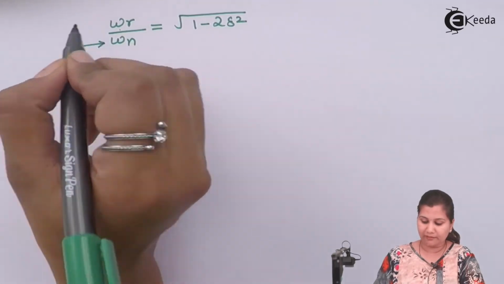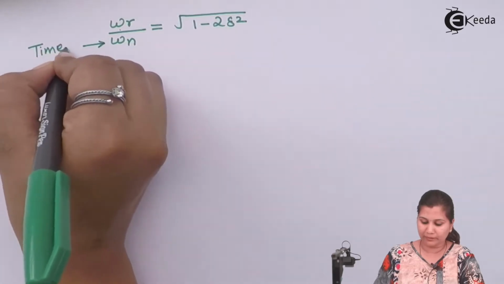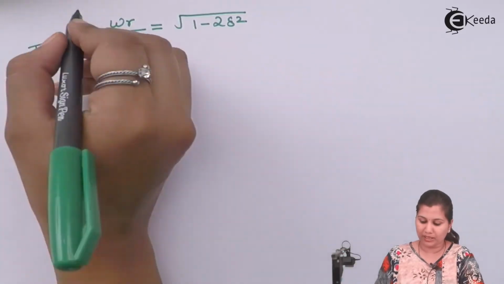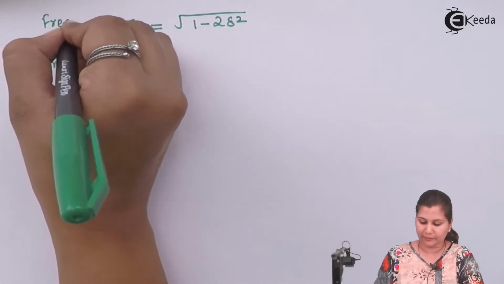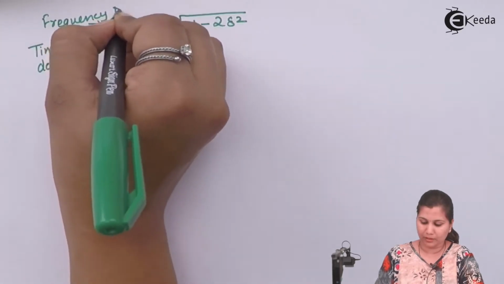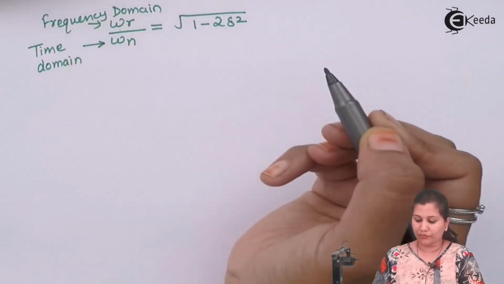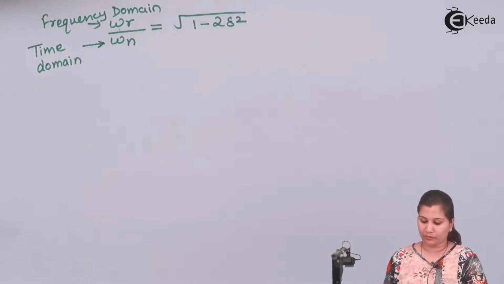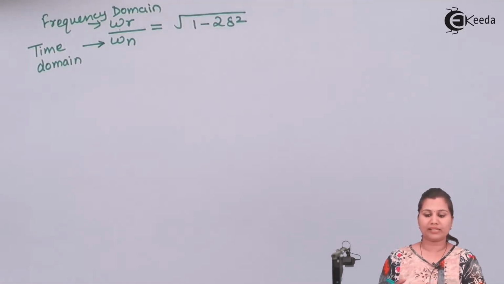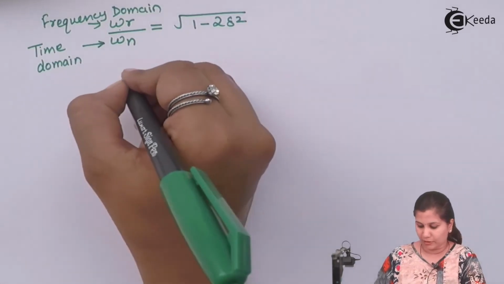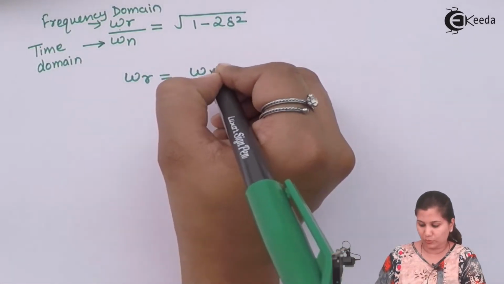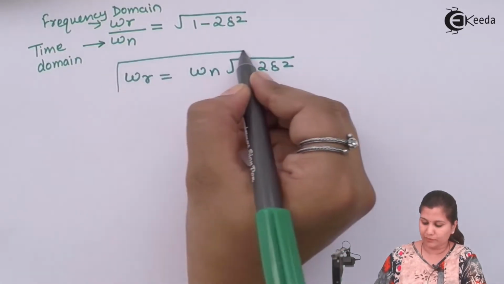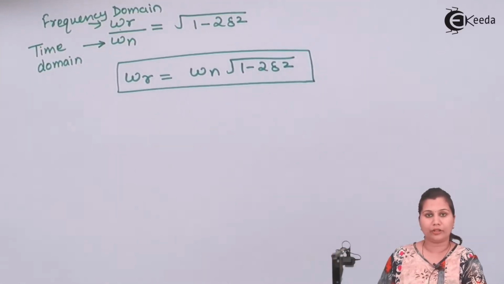Now natural frequency, we are defining it in the time domain. In transient specifications, we have studied the natural frequency, and omega r is in the frequency domain. So we have got the relationship between the frequency domain and the time domain. That is, we are relating the resonant frequency with the natural frequency. Now omega r will be equal to omega n under root of 1 minus 2 del square. This is the relation between the resonant and the natural frequency.